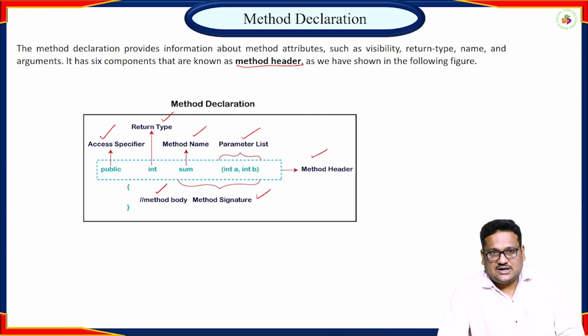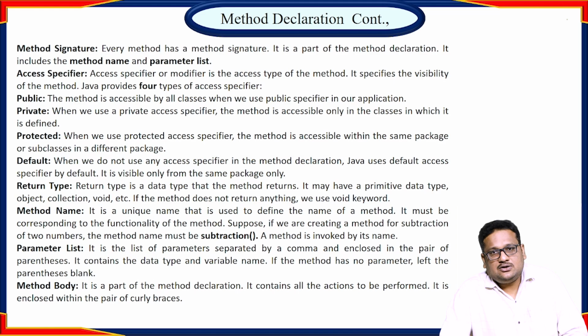Each method declaration should contain one access specifier, a return type, a method name, a parameter list, a method signature, as well as a method body. Coming to those 6 components, the first one is the method signature. Every method has a method signature. It is part of the method declaration and includes the method name as well as the parameter list. And then the access specifier. An access specifier, or modifier, is the access type of the method. It specifies the visibility of the method.